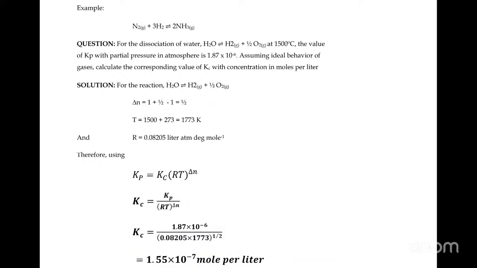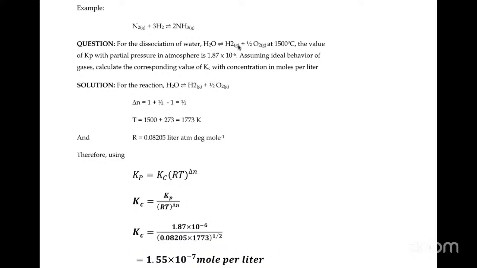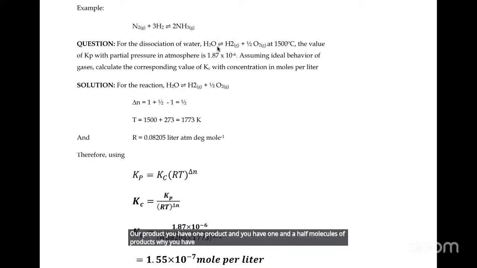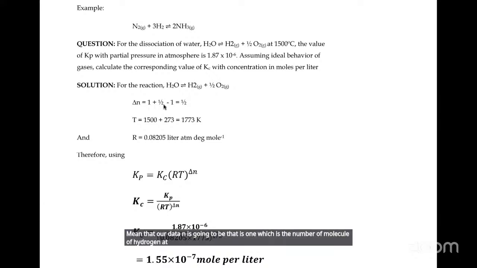Now, you already have your equation here. That is H2O to give you H2 plus half O2. The number one thing is this formula: Kp is equal to Kc multiplied by RT raised to power delta N. Now, the question is, what is our delta N here? In our product, you have 1.5 molecules of product, while you have 1 molecule of reactant, meaning that our delta N is going to be half. That is 1, which is the number of molecules of hydrogen, plus half, the number of molecules of oxygen, minus 1, which is the number of molecules of water.